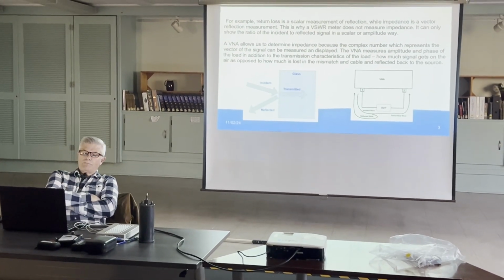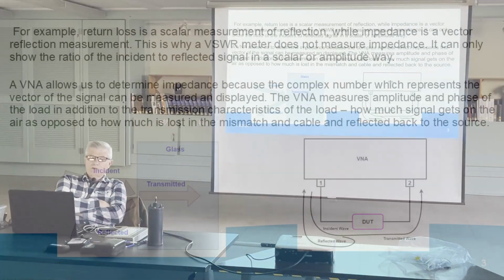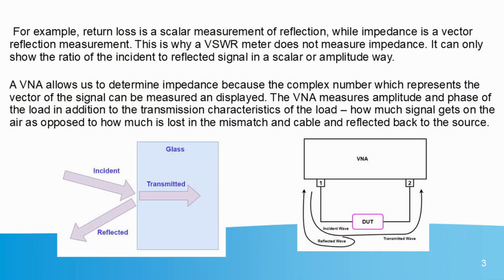So now, for example, return loss is a scalar measurement of a reflection. You're looking at the signal going out and then comparing it to what's coming back. While impedance is a vector reflection measurement. This is why a VSWR meter does not measure impedance. It can simply tell you how much of the energy is getting out into free space and how much of it is being reflected back to your transmitter.